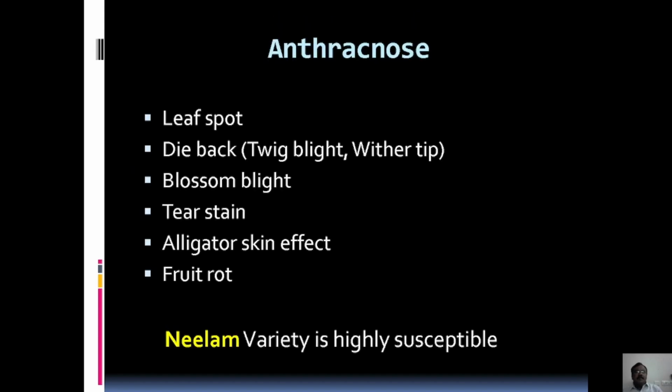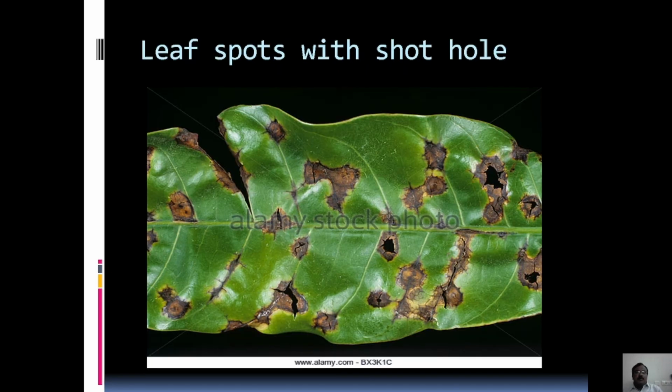And then the second important disease is anthracnose, which produces leaf spot symptoms, dieback symptoms due to infection of the twig, and then blossom blight, tear stain symptom, alligator skin-like appearance, and then rotting of fruit. All are the types of symptoms produced by the anthracnose pathogen Gloeosporium. The Neelam variety is highly susceptible to this infection.